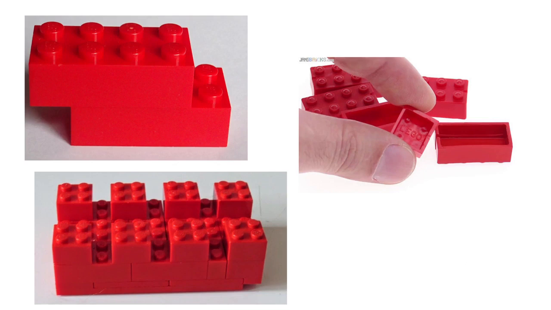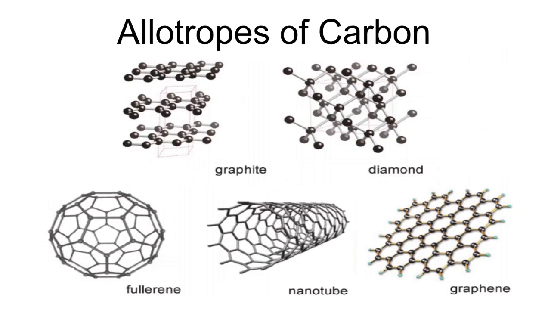Picture it like bricks. I can make bricks of Lego. I can make different shaped things with them, but the bricks are the same. So I'm going to focus on graphite and diamond quickly, and then we'll do the other allotropes really quickly.